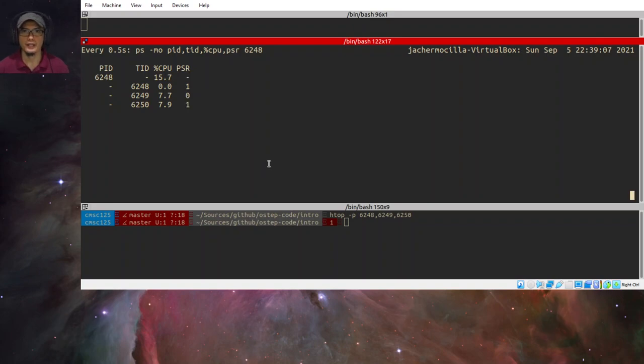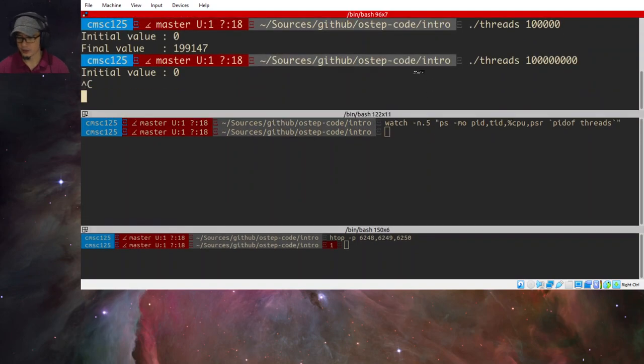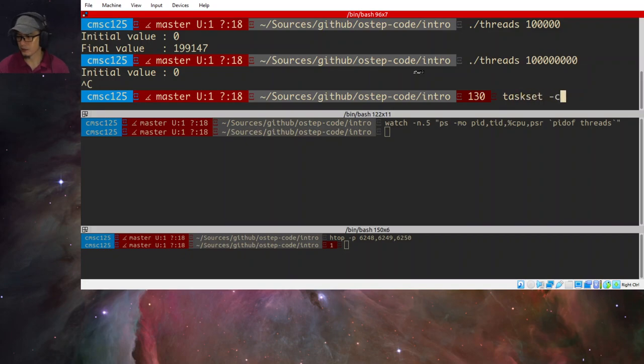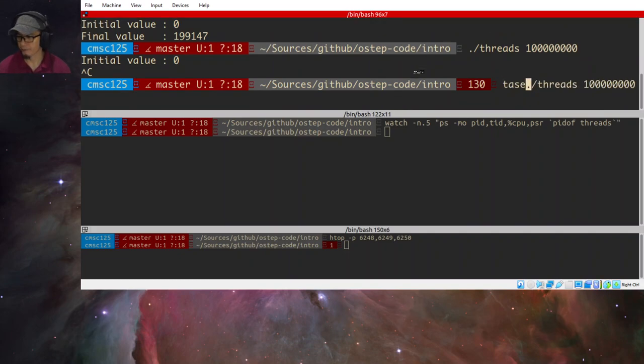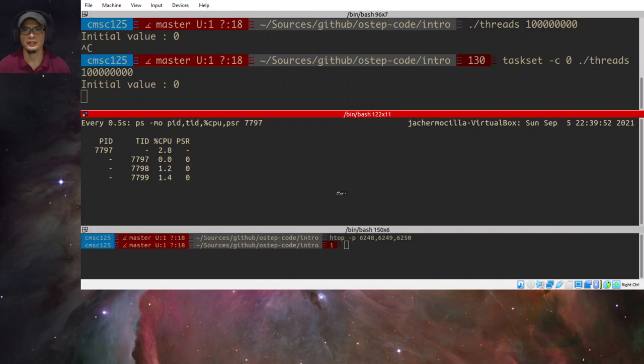Right? Now, what if you want to pin all the threads of one process to one processor only? We can do that using the taskset command. So we can stop this process, then we can use taskset -c. Let's say we want to pin the process to run only on CPU 0. And then when we watch it, you will notice that the threads in this process do not migrate to the other core. They remain in core 0.